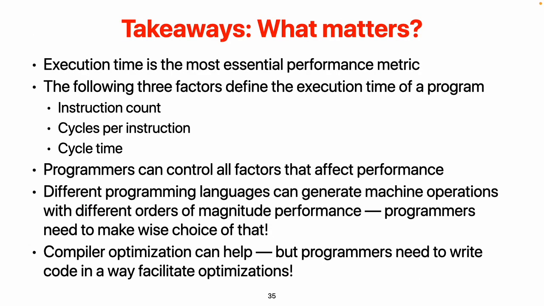So programmers can control all factors that affect performance. Different programming languages can generate machine operations with different orders of magnitude of performance. However, programmers, as you, are the ones who decide what kind of programming language we want to use. And finally, compiler optimization can help, but in a very limited scope. It won't change a poorly written code to a perfectly written code in terms of performance.